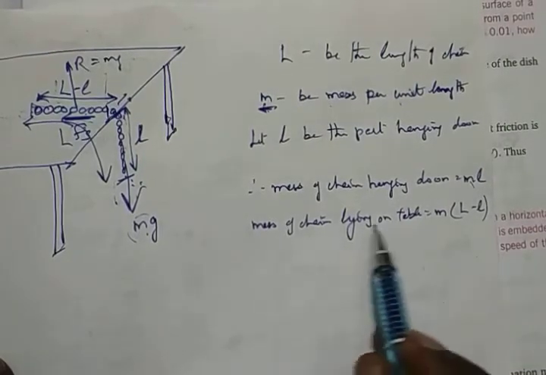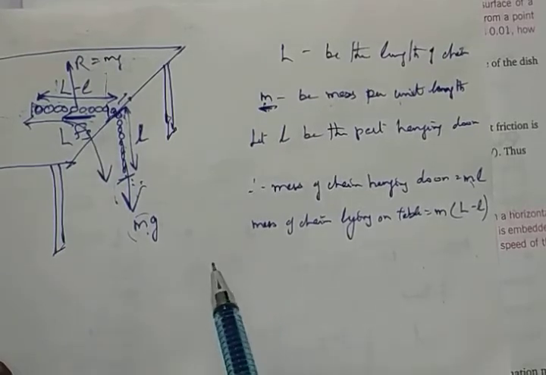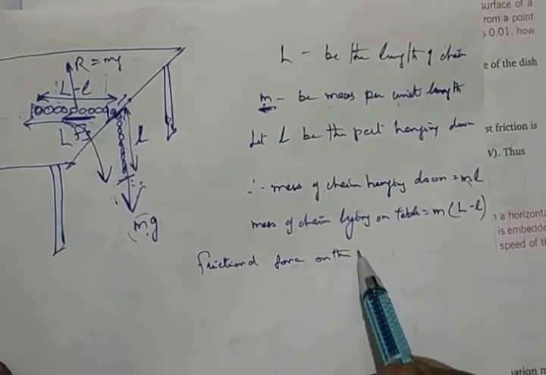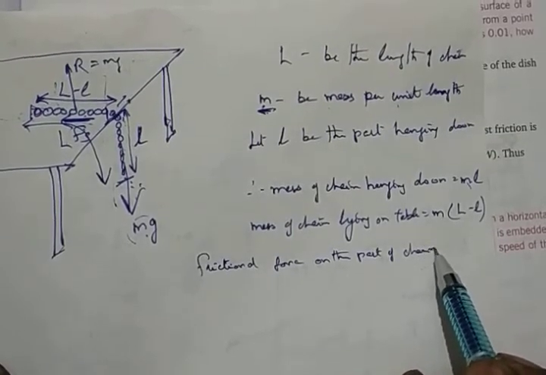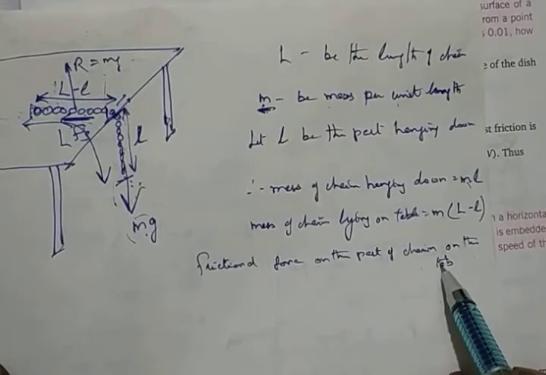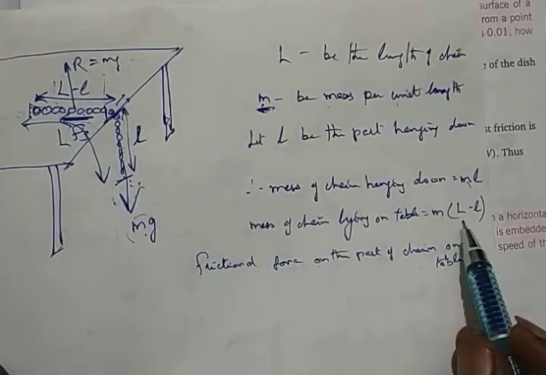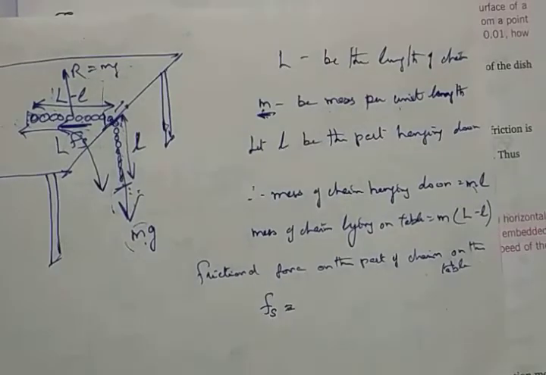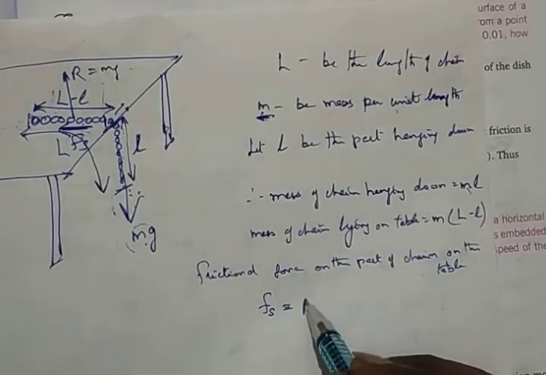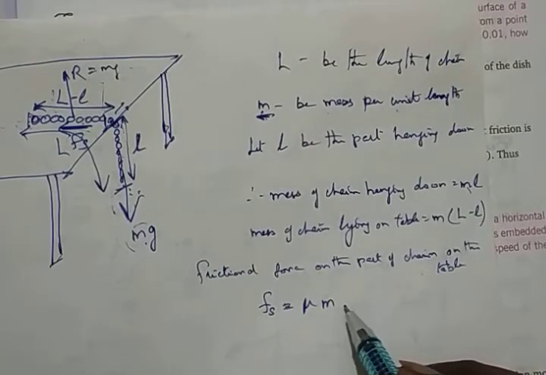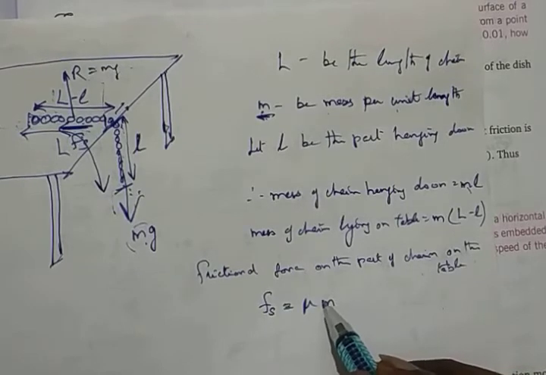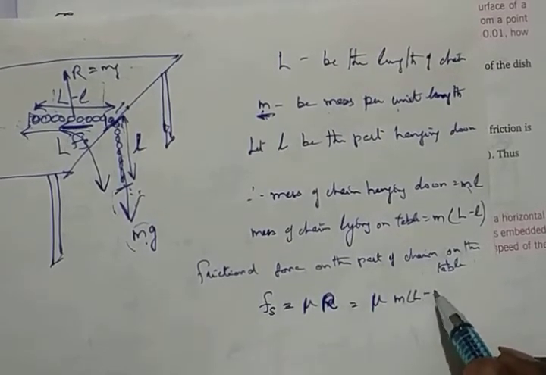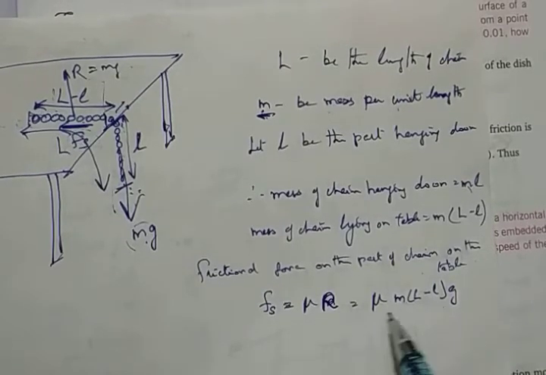So if you have this mass of the chain acting here, now you can find the frictional force. Frictional force on the part of chain on the table. How much will be the frictional force here? Fs is going to be equal to mu into m into g. Mu into m into g is this value. So maybe I can write it as mu into R first of all, and then mu into mass. Mass is m into (L minus l) into g. Just trying to keep it a little more extended here.